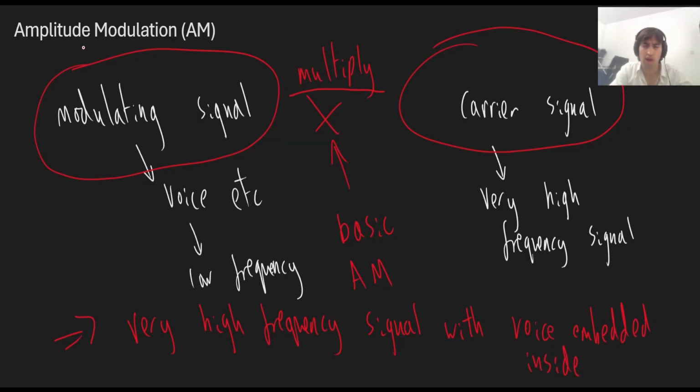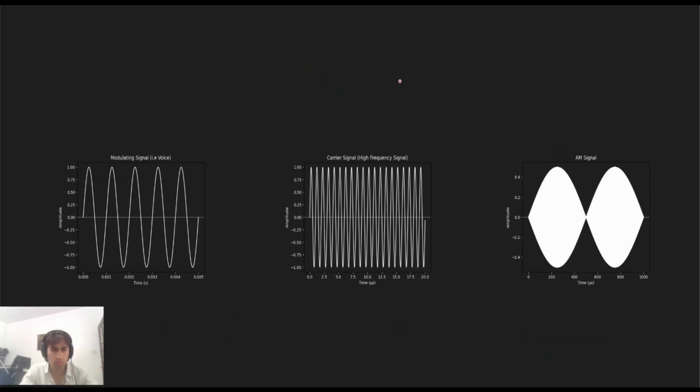So AM or amplitude modulation will take our voice data, multiply it with a very high frequency carrier signal, and the result of this multiplication is a very high frequency signal with our voice data or our modulating signal embedded inside. So let's look at that graphically. What does it look like on an actual graph?